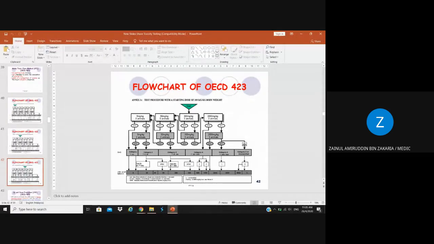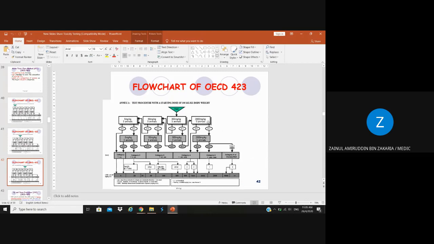If 0 to 1 died, it is considered safe, 2 to 3 considered toxic. So if toxic, you stop. If non-toxic, you proceed above. If toxic, let's say for 300, you use 300. Then if it is toxic, you reduce the dose. If it is not toxic, you can increase to 2000, until 2000 only.